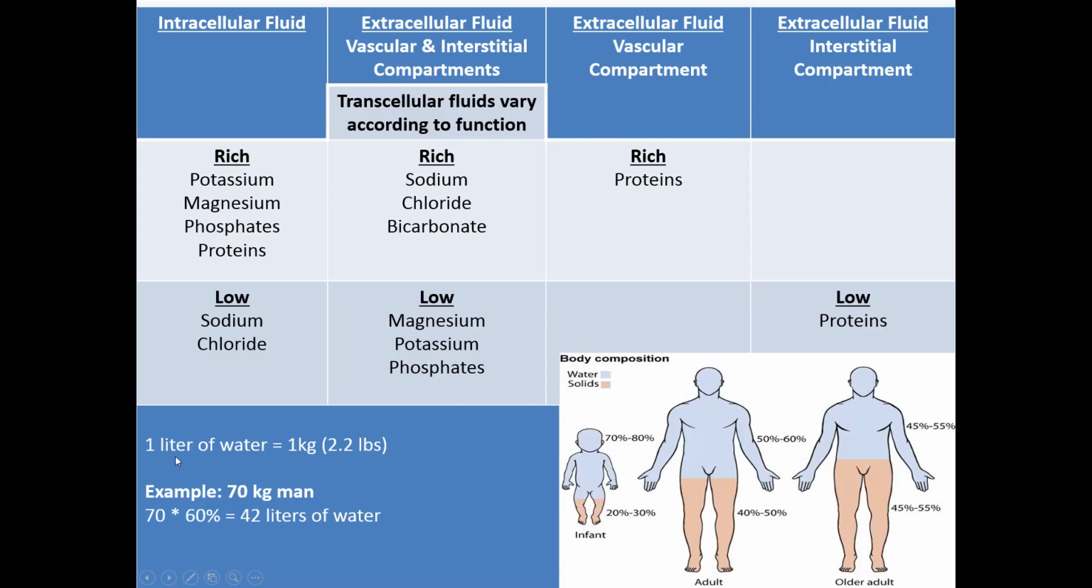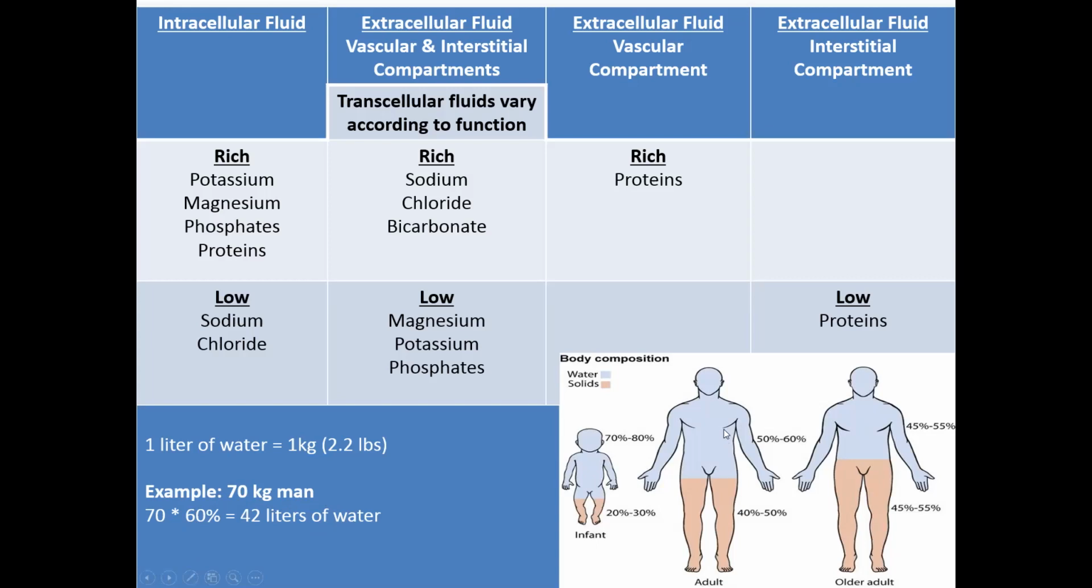So keep in mind that 1 liter of water equals 1 kilogram. 1 kilogram is 2.2 pounds. So a 70 kilogram man, if you were to multiply 70 times 60%, that's going to give you a value, if you were to calculate it, of about 42 liters of fluid. So our body has somewhere between 40 and 42 liters of fluid, depending on our body weight.